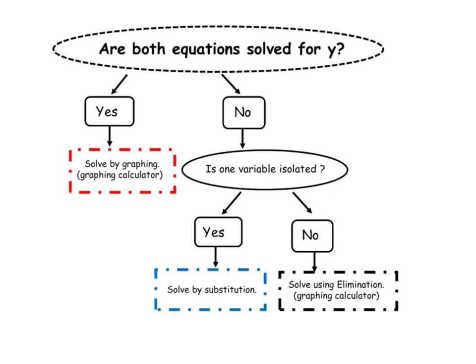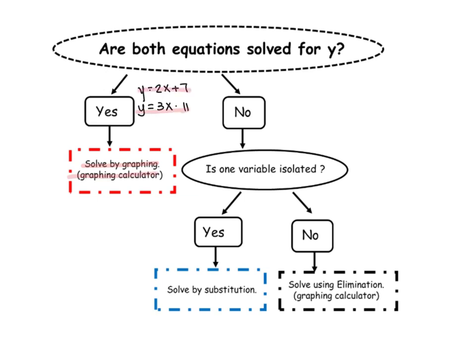So the first question you're going to ask yourself is, are both equations solved for y? So for example, what that means is, do your equations both say like y equals 2x plus 7 and y equals 3x minus 11? If yes, you're going to solve by graphing, and you're going to use your graphing calculator.